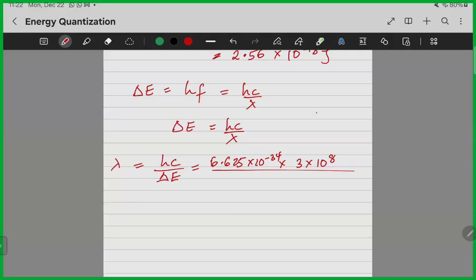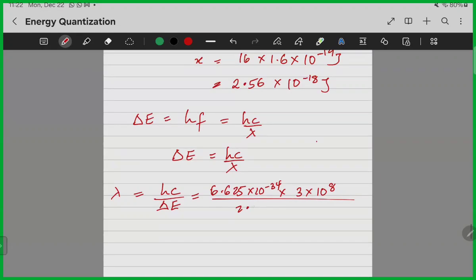We've already found that to be 2.56 times 10 raised to minus 18. So when we do all of this calculation, 6.625 times 10 raised to minus 34 times 3 times 10 raised to 8 divided by 2.56 times 10 raised to minus 18, I get 7.764 times 10 raised to minus 8.